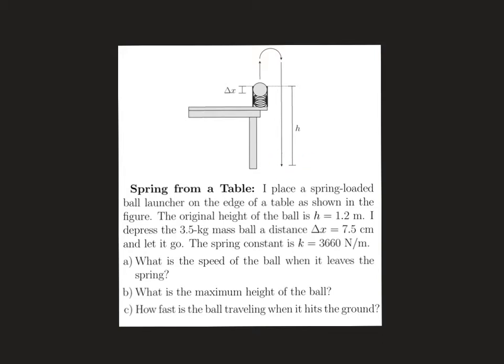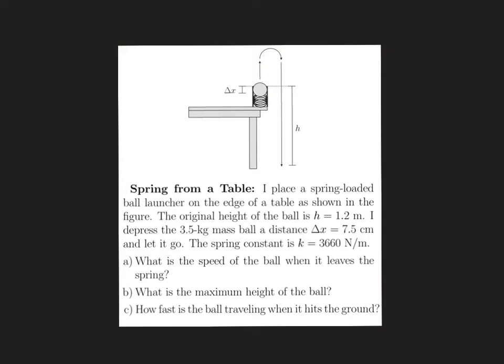What's tricky about this problem is the height to use for each part, because the ball is going to be traveling up and down. It travels up a short distance, delta x, before it leaves the spring, then some unknown distance up, and then it falls a full distance to the bottom, which includes the height of the ball. So we have to be careful about where the zero for gravitational potential energy is.